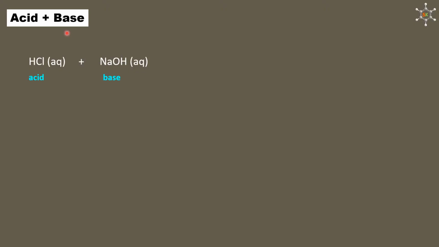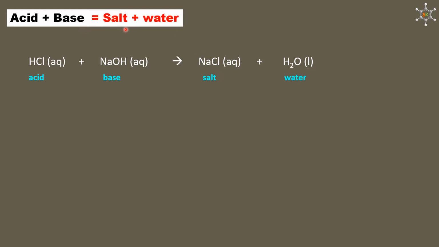Reaction between acid and base. HCl is an acid, sodium hydroxide is a base. When these two are put together, they react to form sodium chloride solution in water and water liquid. Sodium chloride, as all of us know, is a salt. So we can tell acid and base react to give salt and water. This reaction is called a neutralization reaction.